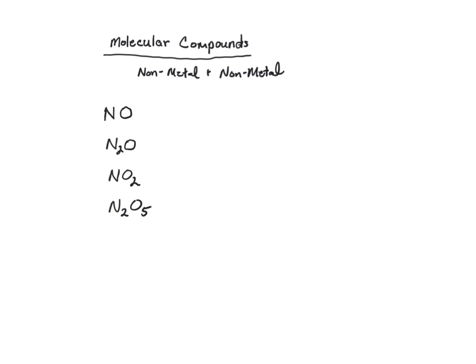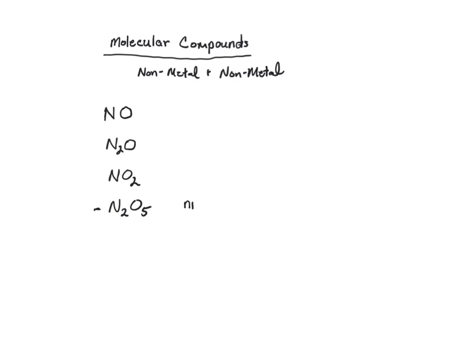And if I were to name each one of these using the same convention that we use for ionic compounds, they would all have the same name. They would all be nitrogen oxide. And we can't have the same name for multiple compounds. So the way that we're going to name these things is by starting off with the same thing that we did for the ionic compounds. So let's look at this case right here first.